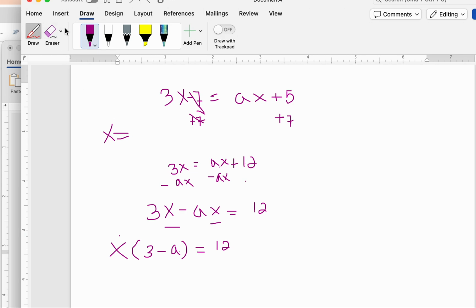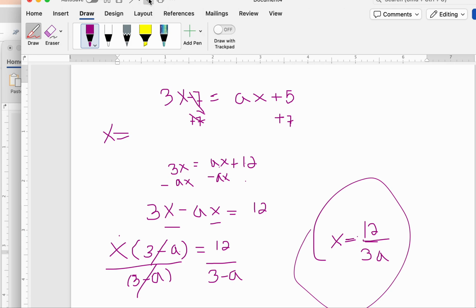And just like we would if it was a number, if it was a 5 or whatever it would be, we would divide it out to get x alone. So we're going to divide out the whole phrase on both sides. Once we do that, we could cross out 3 minus a. And when we cross that out, we have x equals 12 over 3 minus a.